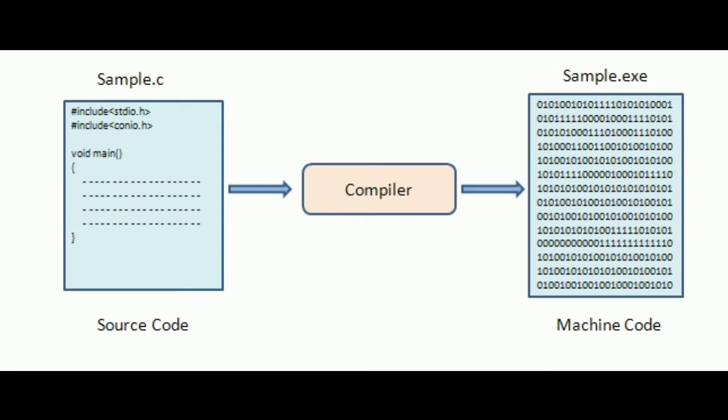And once the translation takes place, that is, the source code is being compiled or translated into machine code, only after that translation is complete, the errors are detected and removed. Okay, only after the translation gets completed, the errors will get checked and removed. So this is about compiler.